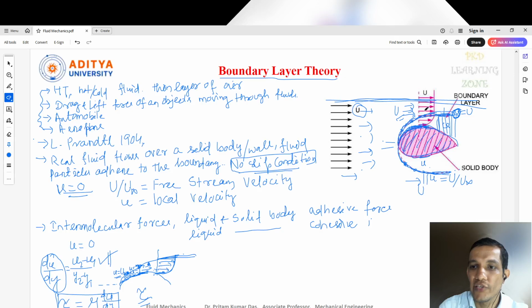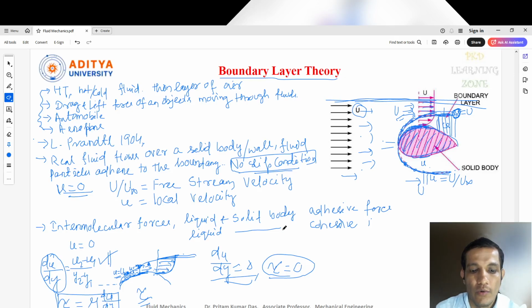That means there is no change in velocity gradient, no change in velocity between layers. So the velocity gradient du by dy equals 0 above this boundary layer. If this is 0, then we won't get any shear stress effect above this boundary layer. That means tau equals 0. This is the main concept. I hope you understand this concept of boundary layer theory.